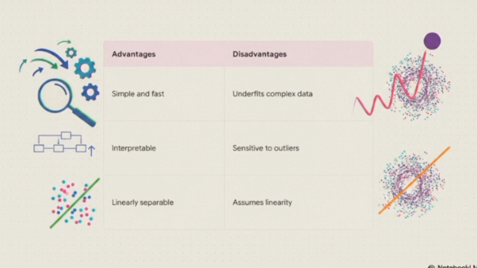But on the flip side, the disadvantages. If your data is highly complex or nonlinear, this algorithm is going to underfit the data, meaning a straight line is just way too simple to capture what's really going on. And here's a huge caveat. It is extremely sensitive to outliers. Because it's trying to minimize the squared error, one single crazy data point, like say a billionaire hiding in your salary dataset, can literally pull and tilt the entire line way off course.